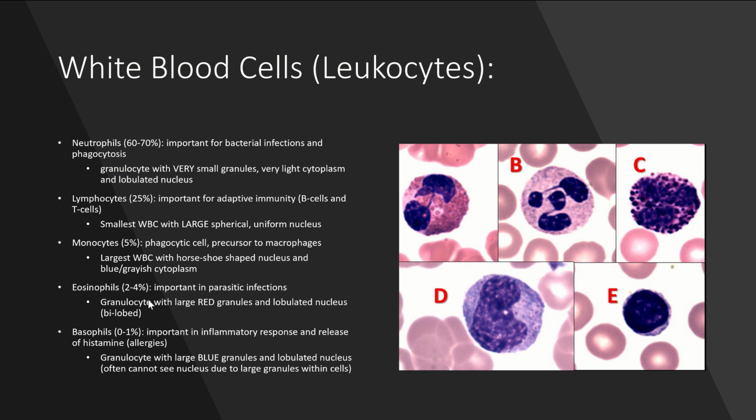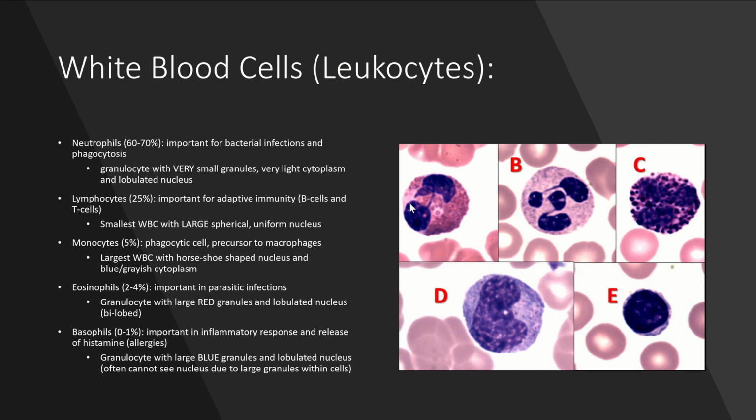Then you're going to have your eosinophils, so that's even more rare. Eosinophils are important in parasitic infections. That's what we mainly think of when we think about eosinophils. They are another granulocyte, so hopefully you remember our last granulocyte was the neutrophil. They've got these big red granules in them, so you can see all these big red dots. Those are the granules in this eosinophil, and they do help fight off parasitic infections.